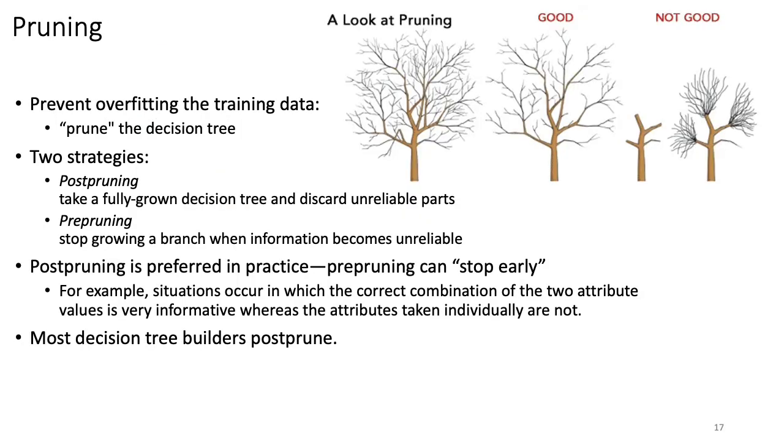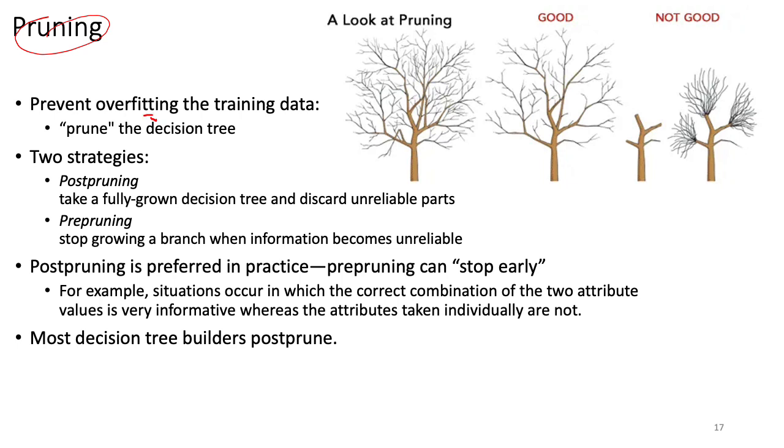So one of the powerful things that the C4.5 algorithm enables us to do is decision tree pruning. So what is pruning? It's a strategy or a solution that the algorithm uses to prevent overfitting.